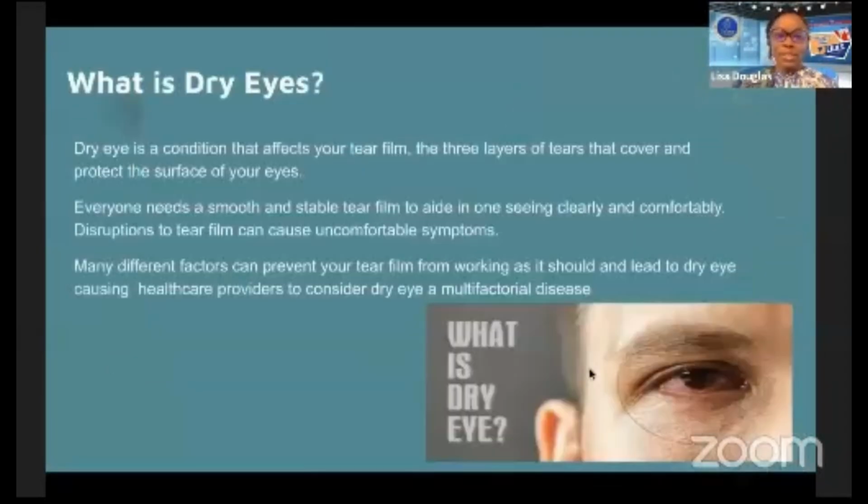So what is dry eyes? Dry eye is a condition that affects your tear film, the 3 layers of tears that cover and protect the surface of your eyes. Everyone needs a smooth and stable tear film to aid in seeing clearly and comfortably. Disruptions to tear film can cause uncomfortable symptoms. Many different factors can prevent your tear film from working as it should and lead to dry eye, causing healthcare providers to consider dry eye a multifactorial disease.